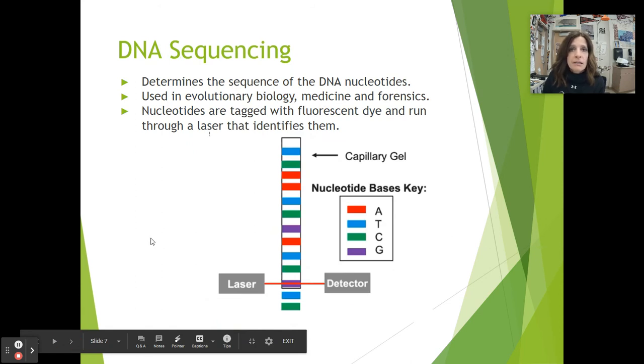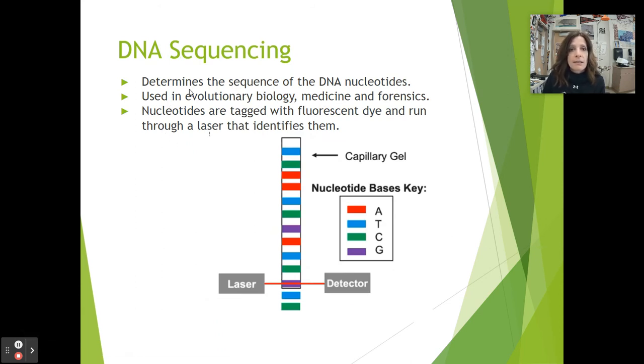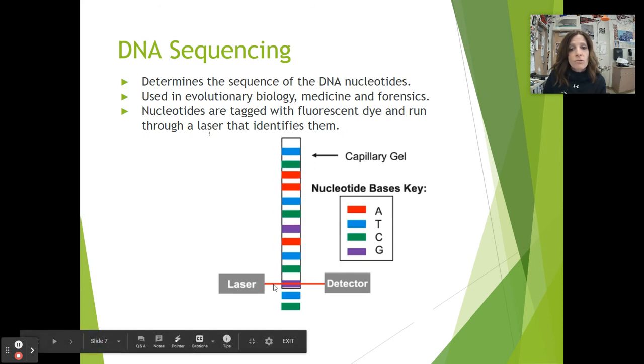So DNA sequencing is important, and that is just like it sounds. It determines the sequence of DNA nucleotides, and we can use it in evolutionary biology to find out how closely related organisms are. We can use it in medicine and in forensics. And basically, nucleotides are flagged with fluorescent dye, and then they go through a gel, very similar to the gel in gel electrophoresis. Each of these nucleotides is a different color, and a laser is shone through the gel as the bases run through it, and they can detect what color it is and sequence the DNA that way.